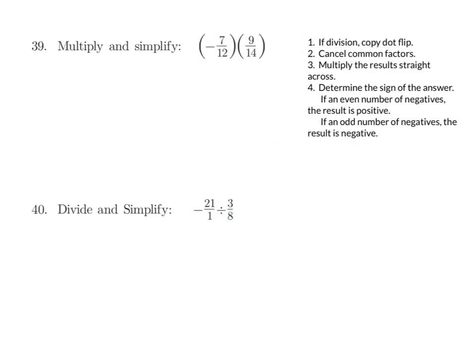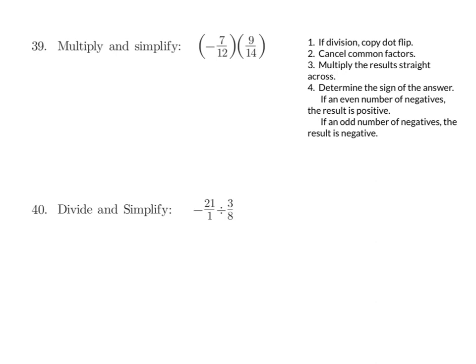All right, let's talk about multiplication and division. So if it is a division, remember that we want to do copy, flip. Now that we are to multiplication, we want to cancel common factors and multiply the result straight across. To determine the sign of the answer, remember if there is an even number of negatives, the result is positive. If there is an odd number of negatives, the result is negative.